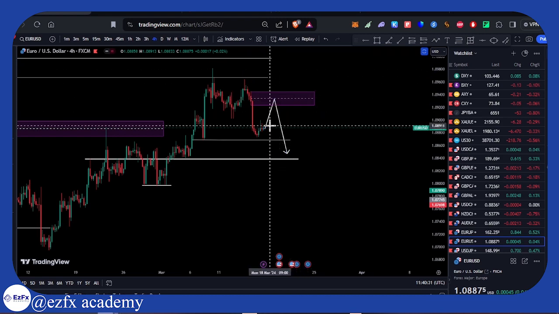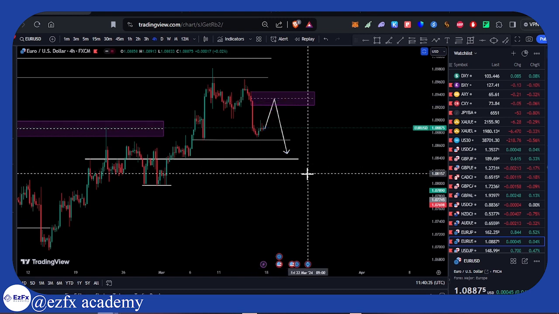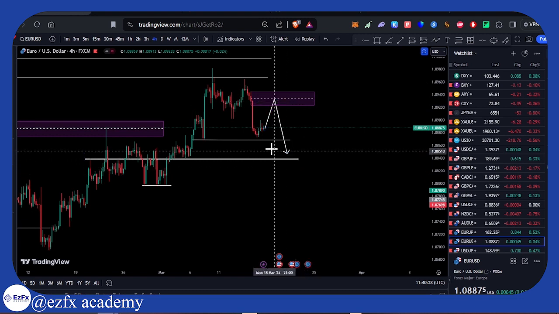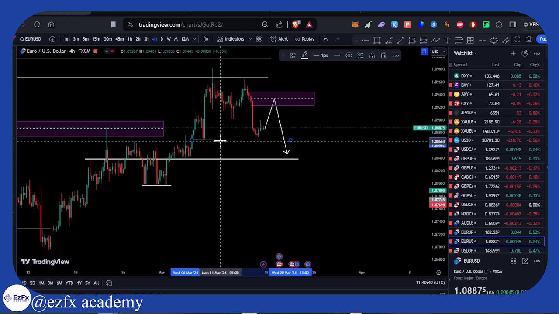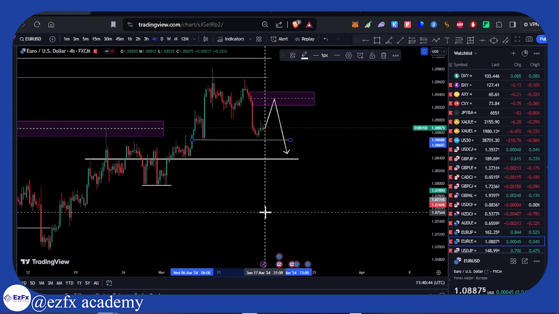So Monday, Tuesday, Wednesday, I see price possibly pushing up into here before we get to see price continue towards the downside. As you can see here, currently price did not break this previous low, which was around 1.08688. Price did not break that.